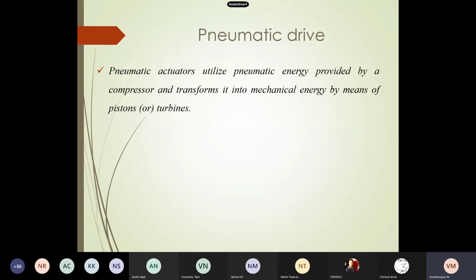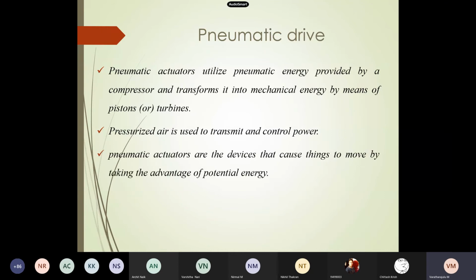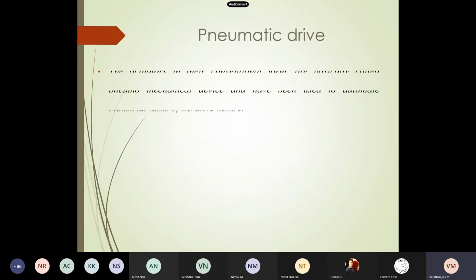And concerning the pneumatic drive, pneumatic actuators utilize pneumatic energy provided by a compressor and transform it into mechanical energy by means of a piston or turbine and pressurized air. And where in the case of hydraulics we are using oils, in the case of pneumatics, as you may be already aware, we are using air as the working medium used to transmit and control power. And pneumatic actuators are devices that cause things to move by taking advantage of potential energy.